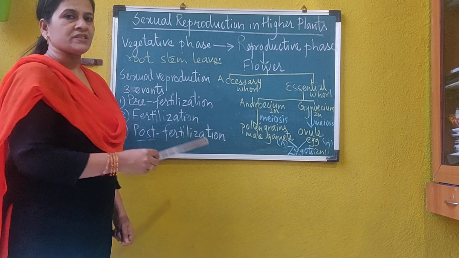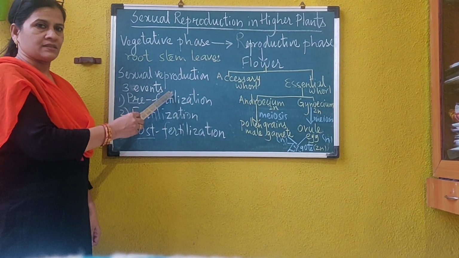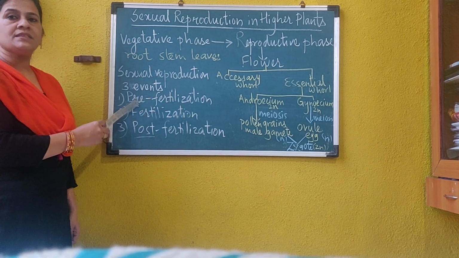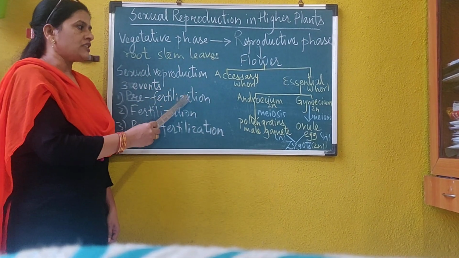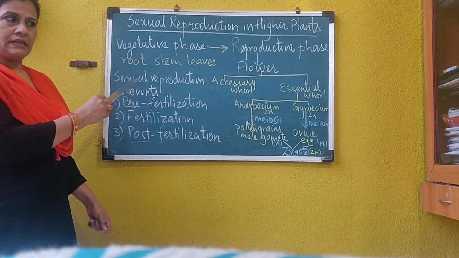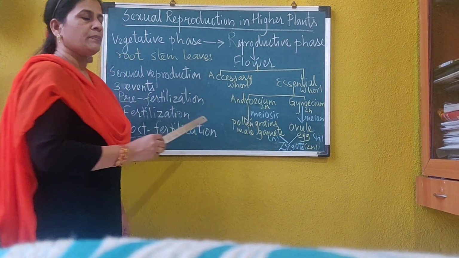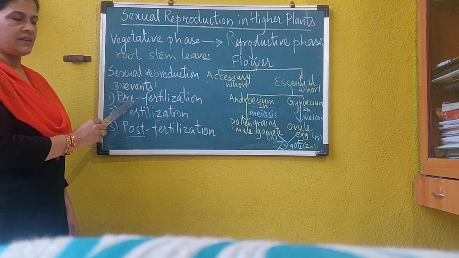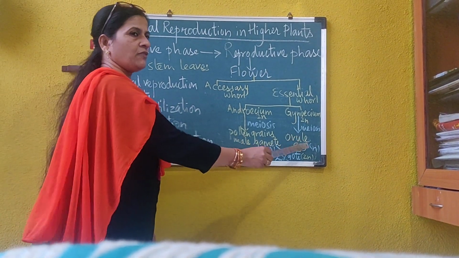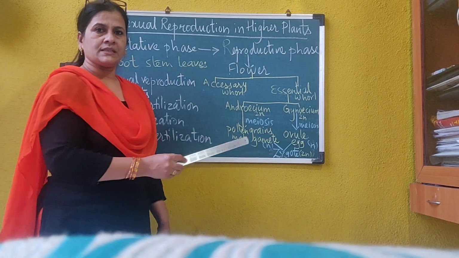Now entire process of sexual reproduction is grouped into three events. One is pre-fertilization event. Pre means before. The events or the processes which occur before fertilization, that is all formation of gametes. So this entire process will be called as pre-fertilization events. Then fertilization, that is fusion of male gamete with the female gamete leading to formation of zygote.